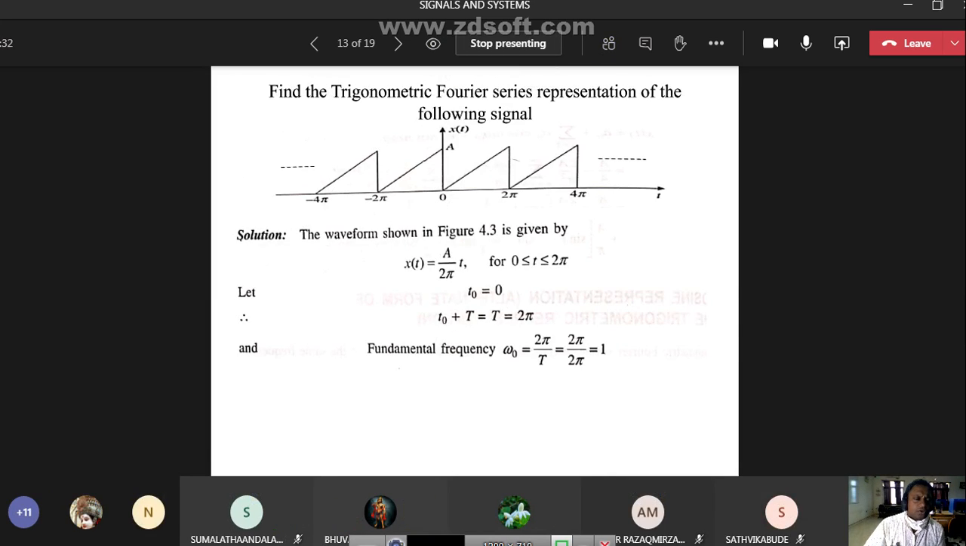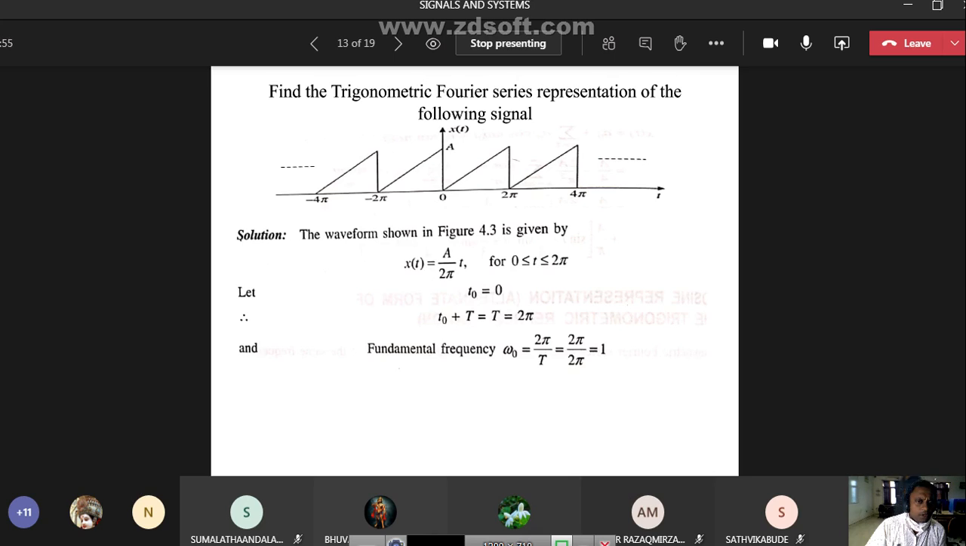Okay, so any questions here? So first you calculate the time period, then you calculate the fundamental frequency. This is the fundamental time period. Then you write the expression for the given x of t. So how to write the expression? Suppose it's linearly varying, you find out the slope of this function, then you multiply that value by t.